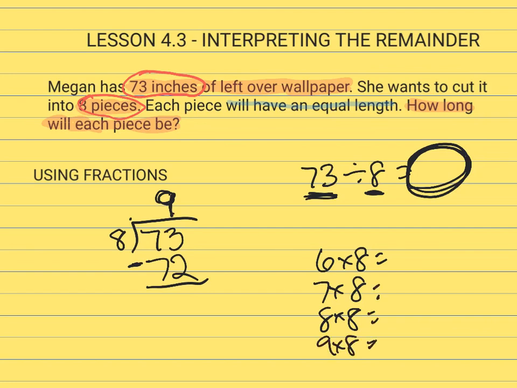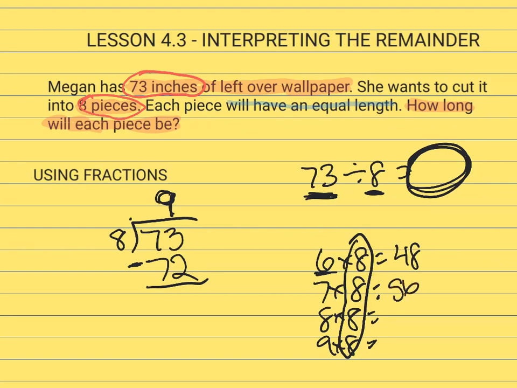Now remember, this is what I'm dividing by, my divisor, 8. These are all multiples. These are all how many inches, right? So remember, I have 73 inches. So if I were to divide whatever I have by 8, I should have 6 pieces. So 6 times 8 is 48. So if I had 48 inches of material, I could divide it 8 times and each piece would be 6 inches. 7 times 8, 56.